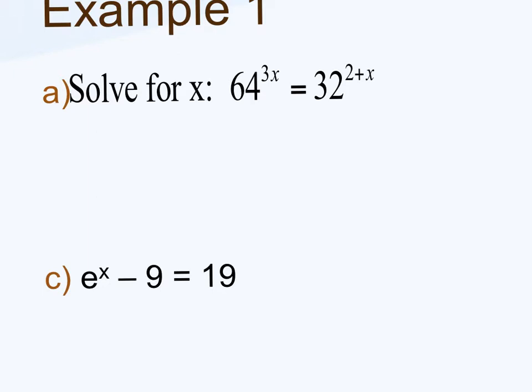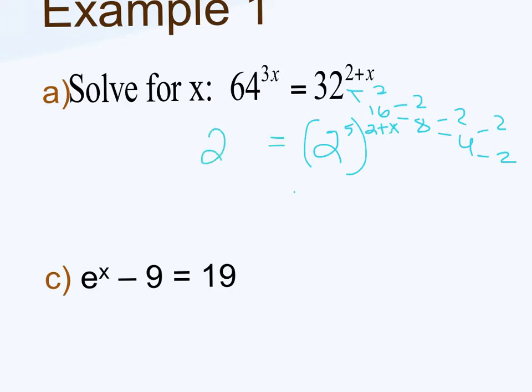Good. Get them to be the same base. So what number can I raise to get to 64 and 32? 2. Okay. 4 works for 64 but not 32, right? So I have to break these down. So 32 would be 2 and 16, 2 and 8, 2 and 4, 2 and 2. How many 2's is that? 5, right? So this is 2 to the 5th raised to the 2 plus x. And then one more 2 is going to give me 64, which means this is 2 to the 6th raised to the 3x.